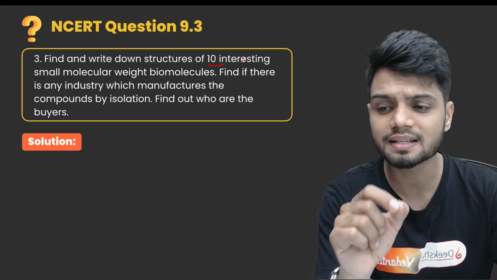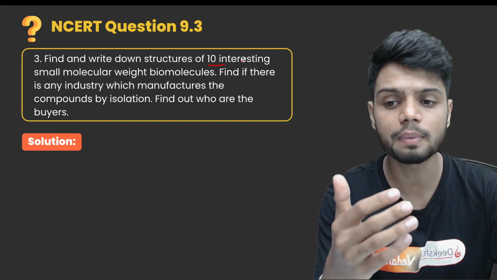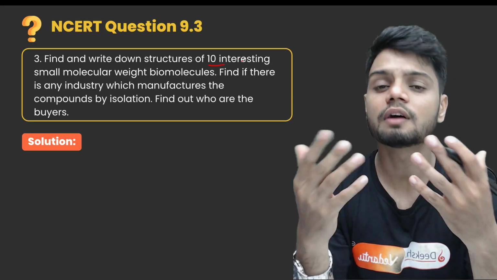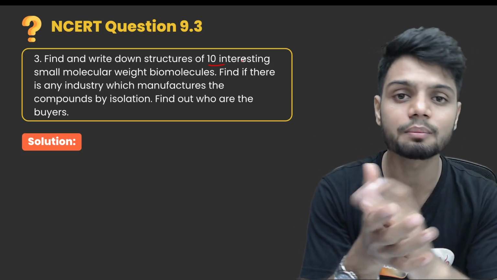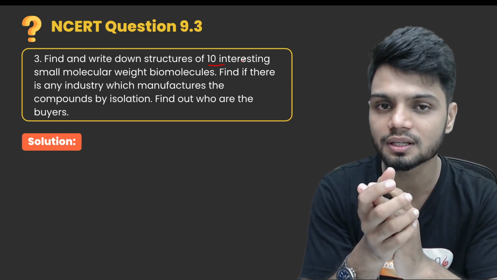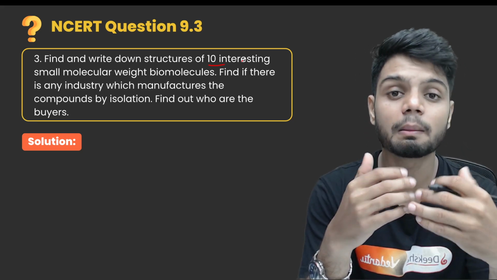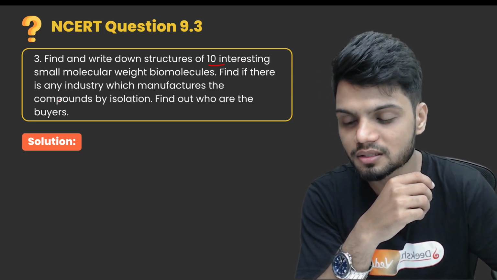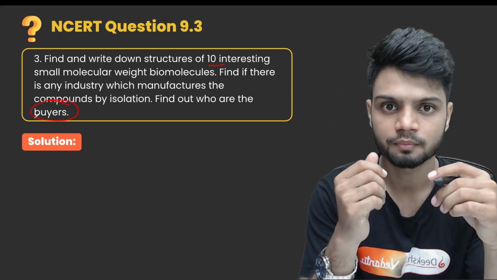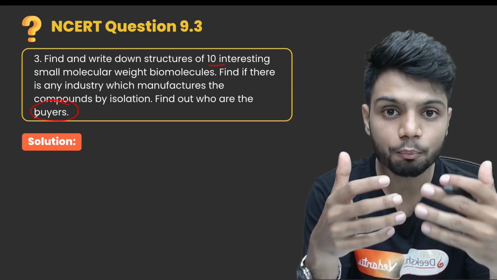Now find if there is any industry which manufactures the compounds by isolation. We have to find a company, basically list down a company, which is able to manufacture these compounds by isolation, as well as the buyers. So find out who are the buyers. Whatever compound we manufacture and whatever compound we are isolating, who are the potential buyers.